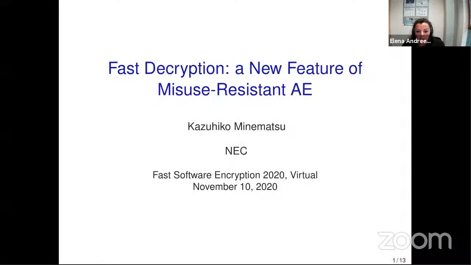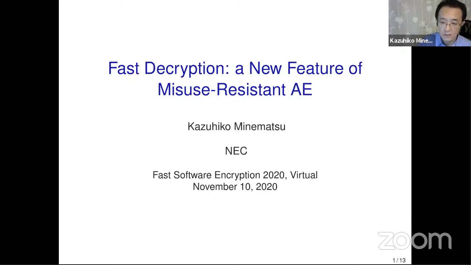And the next talk is called Fast Decryption, a new feature of misuse-resistant authenticated encryption. The talk is going to be given by Kazuhiko Minematsu. And Kazuhiko, yes, he's here. Please. Thank you. Do you hear me? Okay. Yes. So thanks for the introduction. I'd like to talk about something on the misuse-resistant authenticated encryption.